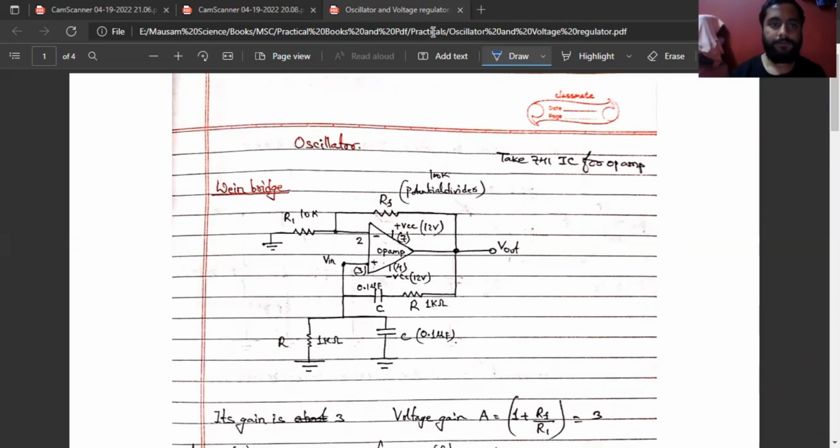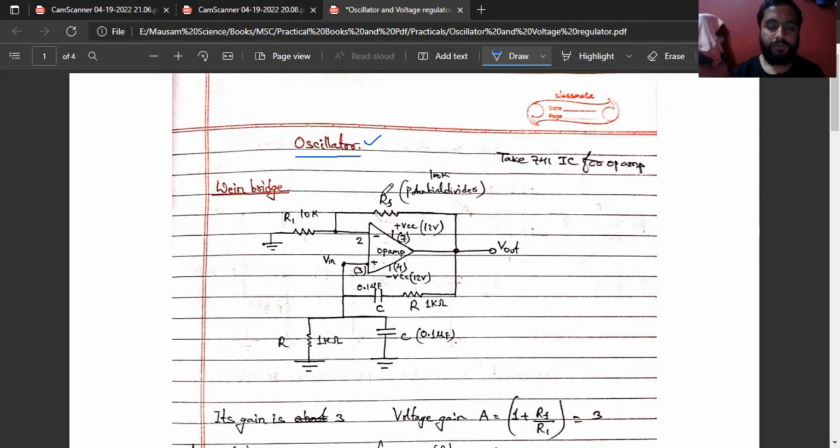It's me, Krishna Pokhrel. I'm here to explain the oscillator experiment which we will perform in the physics laboratory related to field electronics. So, I want to say something about the practical of the oscillator.